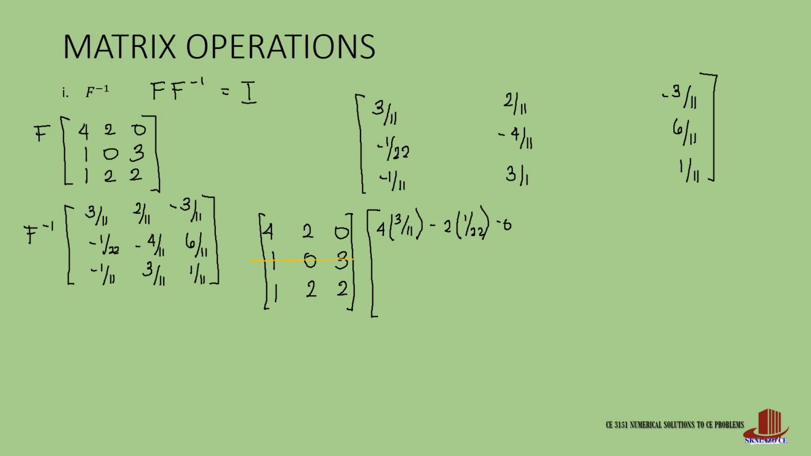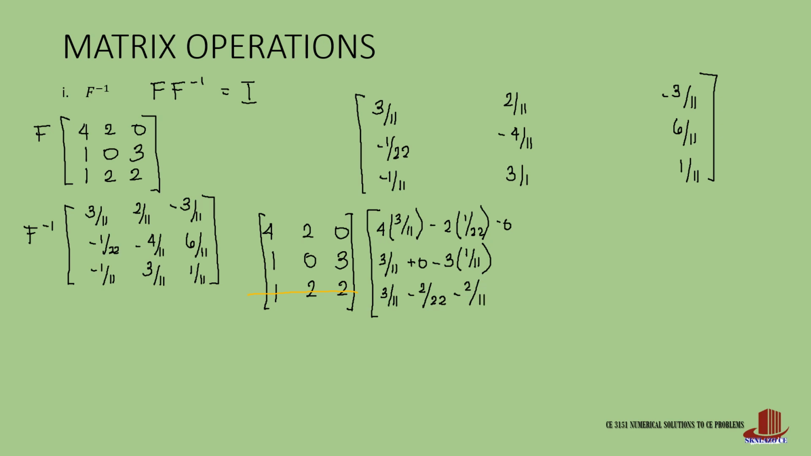For our second row, we would have 1 times 3/11 plus 0 minus 3 times 1/11. Let's check on the third row. We would have 3/11 minus 2 times 1/22 minus 2 all over 11.